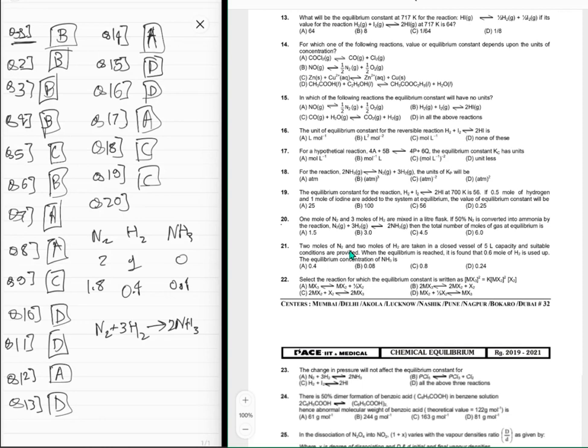Okay, so the equilibrium concentration of NH3 is, initially you didn't have any NH3, so now I just have 0.4. It's not even involving constants or whatever. Why did you put it this way? So question number 21 is A.